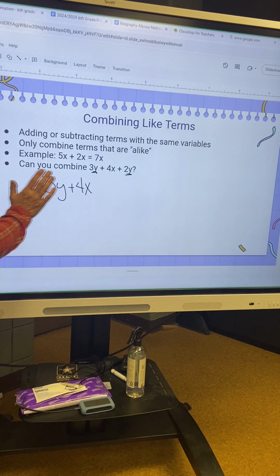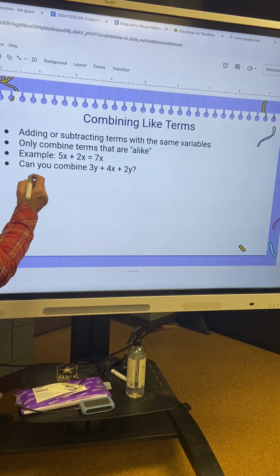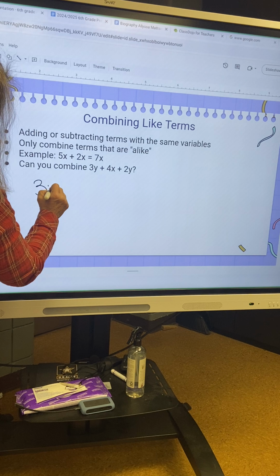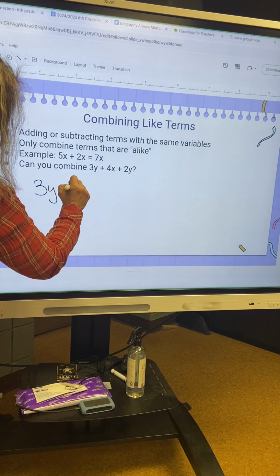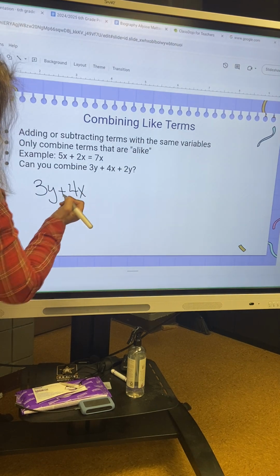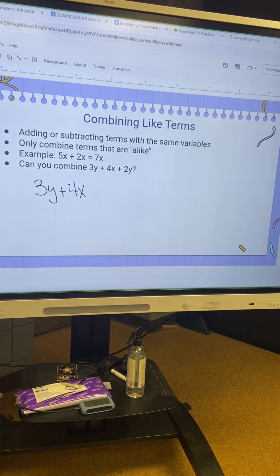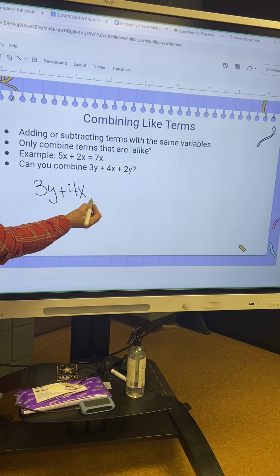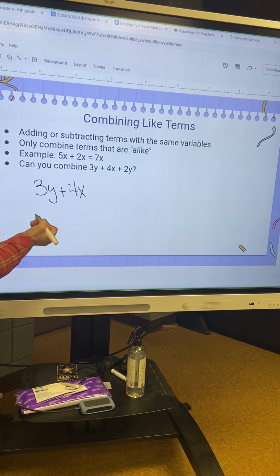Now what if this was my expression, 3y plus 4x, and that's all I had? Could you combine any like terms? No, you could not, because you have no variables that are the same. You will have a y and an x, and that's it.